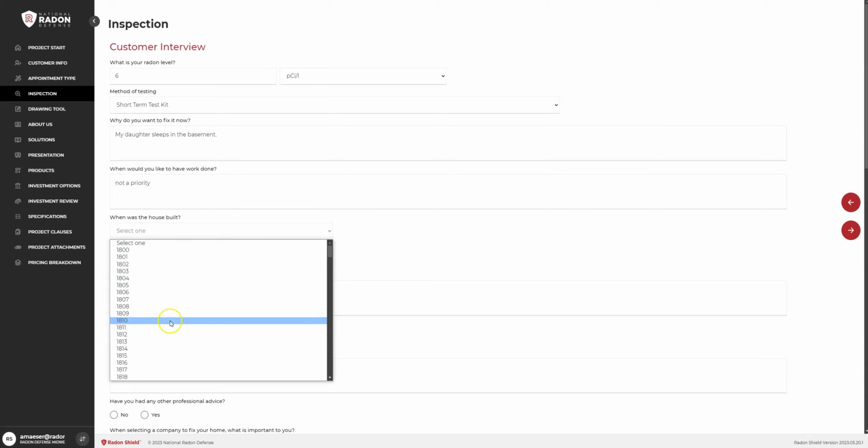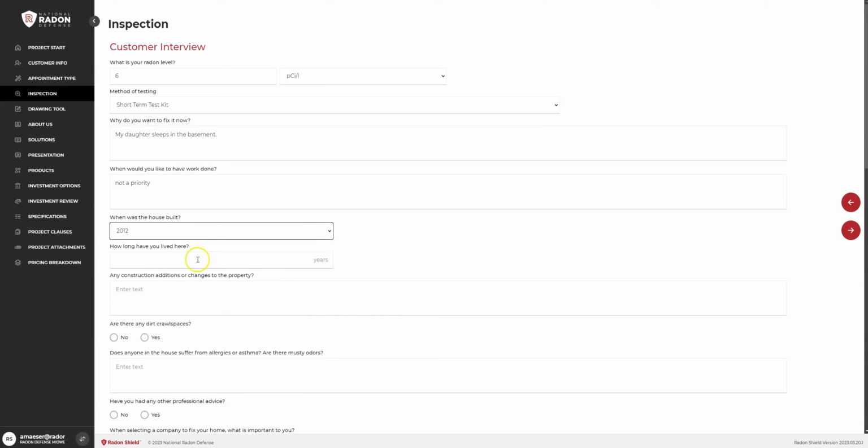Okay. When was the house built? So you can put in the year for the house being built. And that'll tell you a story on the structure of the home, of course.